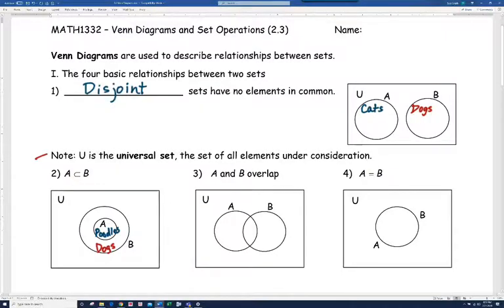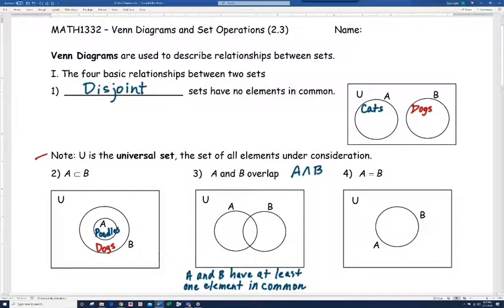All right, let's look at number 3 here. It says A and B overlap. Or in fact, we write it this way, and this is read A intersect B. In other words, A and B have at least one element in common, and we describe this overlapping set as A intersect B. And in fact, this is probably the most common relationship that we see between 2 sets.